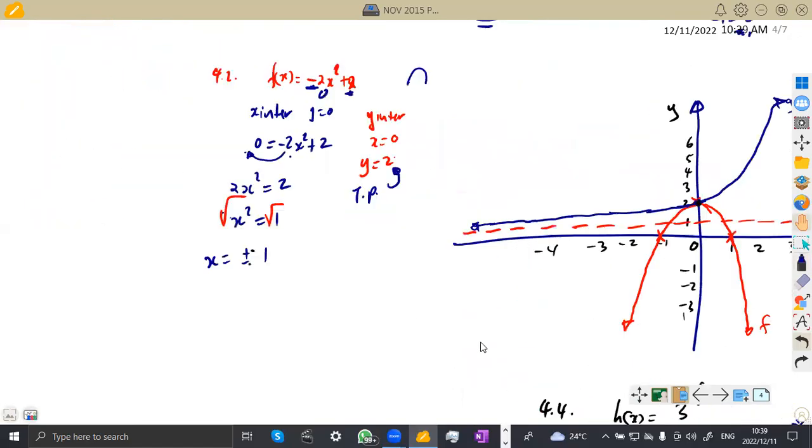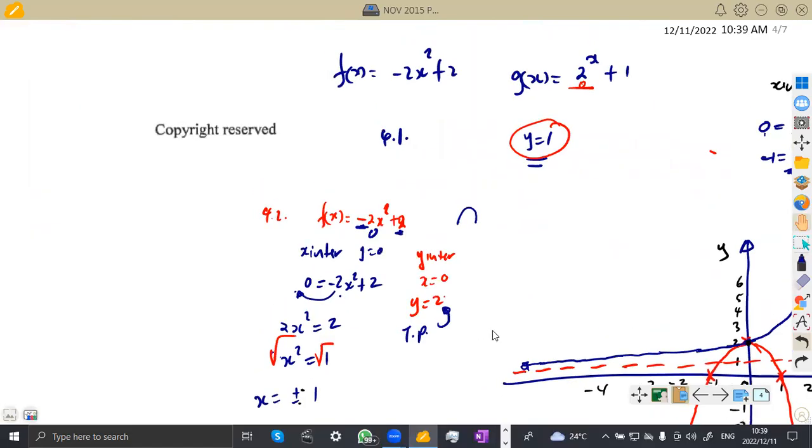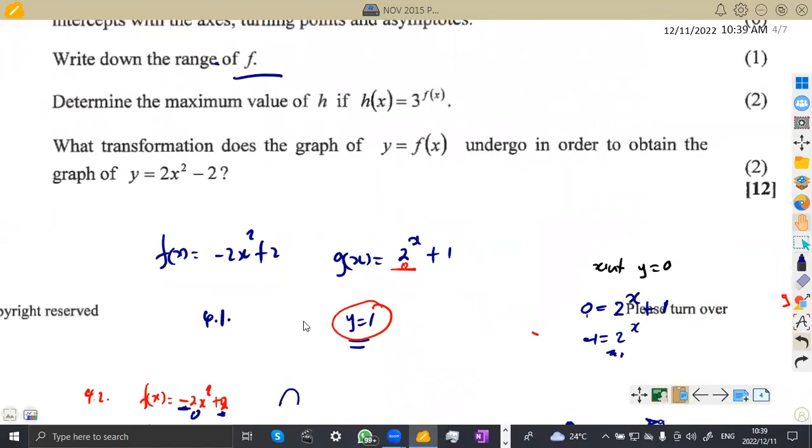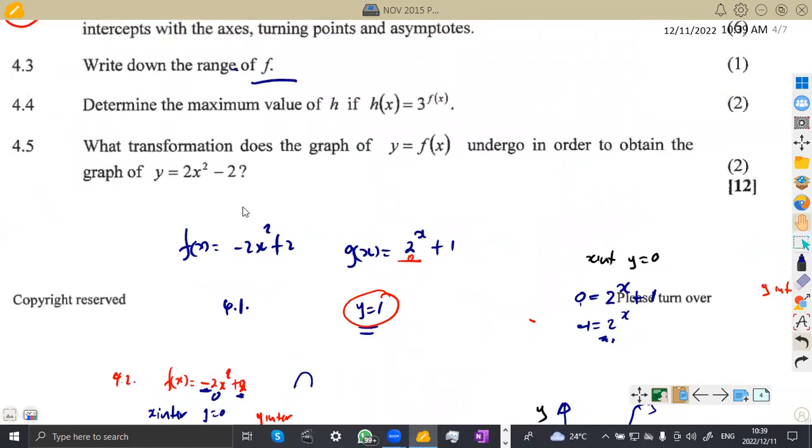Maybe if you do not understand, guys, let me know. There can be so many ways of explaining these typical questions, but as you can see, it was actually 2 marks for that. What is the transformation? What transformation does the graph of y is equal to f of x undergo in order to obtain y is equal to 2x squared minus 2?